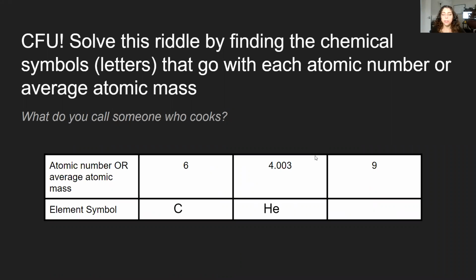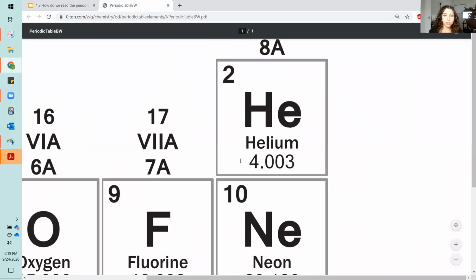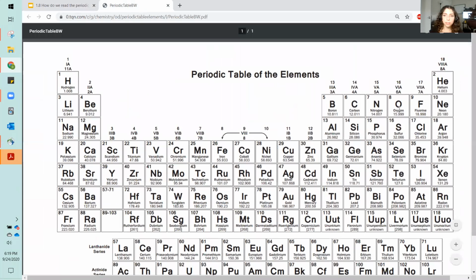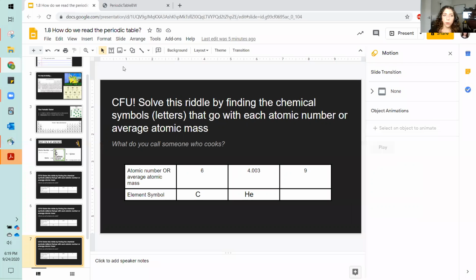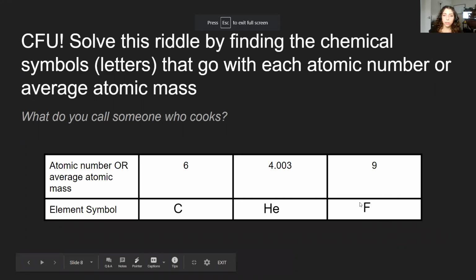And finally, I need to find out which element has 9 as its atomic number, because remember, it's a full number, or a whole number, so I know that's the atomic number. Again, go to the periodic table. Oh, and it's actually right here. If I look down and to the left, there was helium. Down and to the left, that's a 9, and so it's fluorine. So go back to the riddle, and we're going to write fluorine.